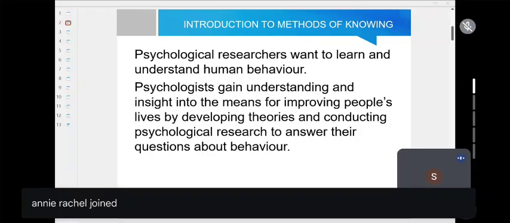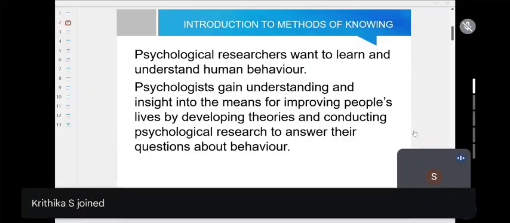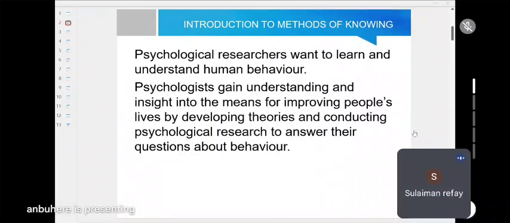The thing is, first, psychological researchers want to learn and understand human behavior. That is the main idea of this, the crux of this. And psychologists gain understanding and insight into the means for improving people's lives by developing theories and conducting psychological research to answer their questions about behavior. So they want to improve human life, and through developing theories they want to do that. Okay, so this is the basic understanding to go with.